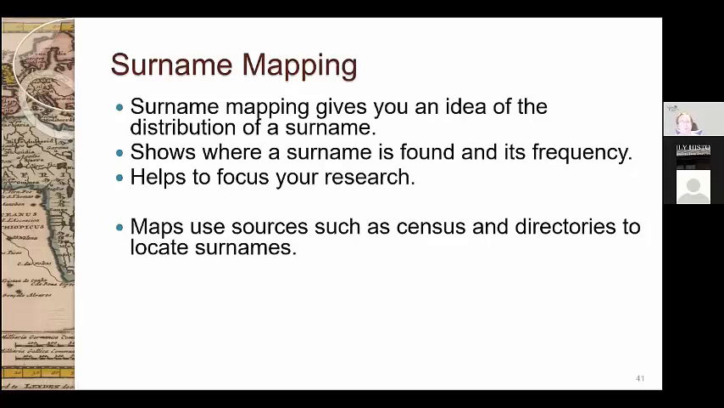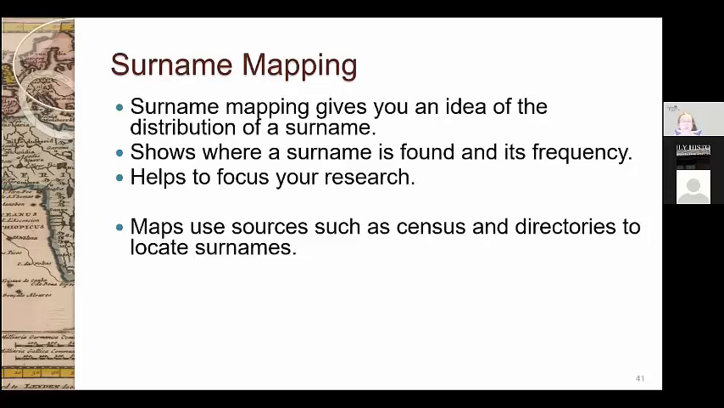So those are some ways that you can use those maps for part of your research, but I want to switch over into surname mapping. Surname mapping gives you an idea of the distribution of a surname. This shows where the surname is found and the frequency that it is found in those areas. So it helps you focus your research.